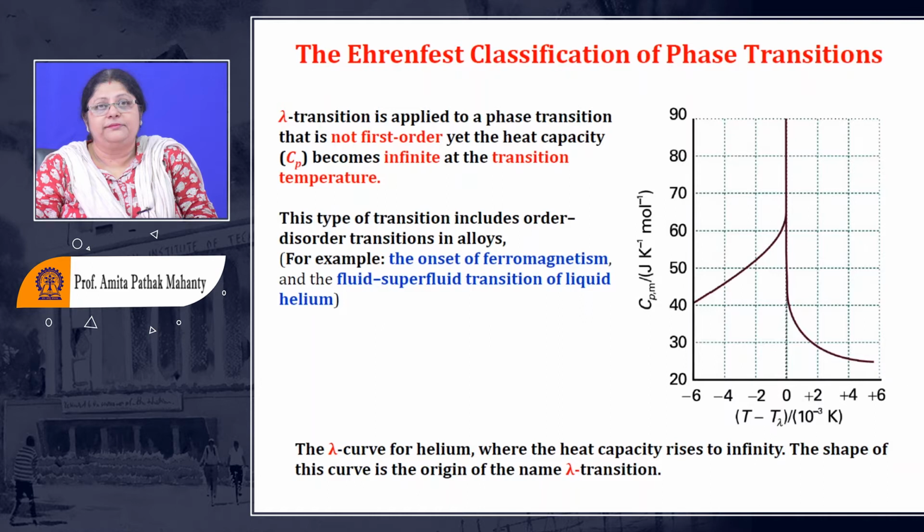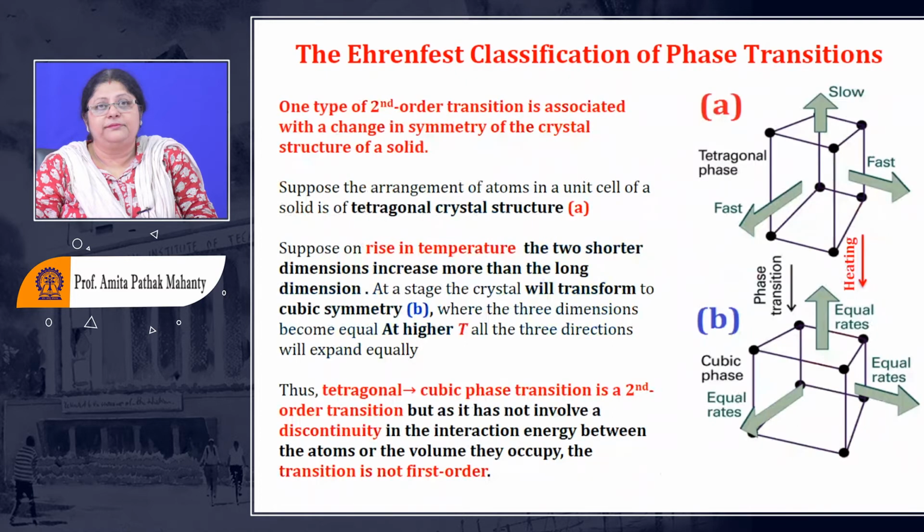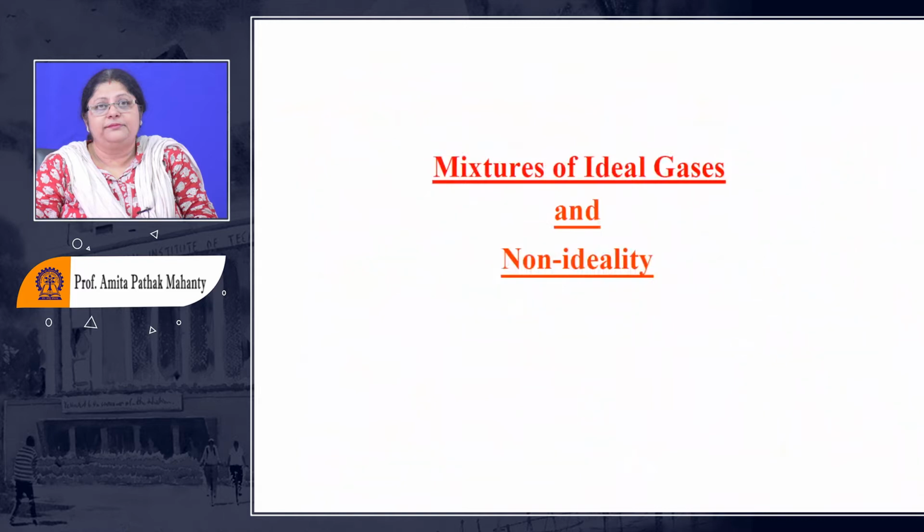So we had talked about the various classifications of phase transition. We had talked about first order transition, second order transition, and the lambda transition. Now, before we look into mixtures again, we have done only simple pure substances. In forthcoming classes, we are going to look into mixtures of solid and liquid, or liquid-liquid. Let us look into the colligative properties.